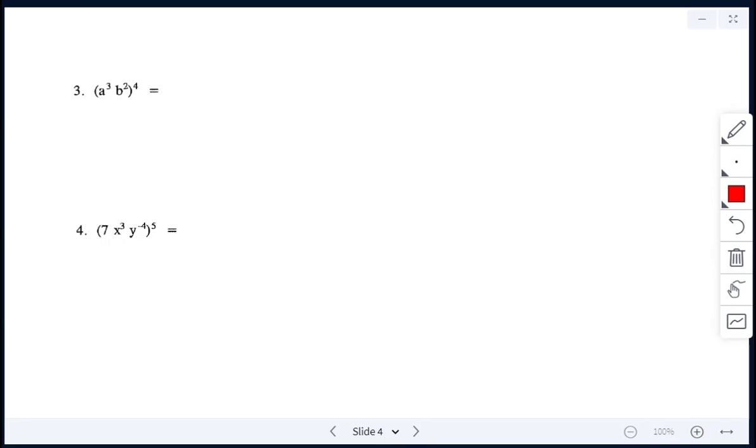All right, next, very important to pay attention to brackets. We also have two variables in this example. We have a and b. Those are our bases, so we have two bases. Remember that this exponent on the outside of the bracket is applying to everything inside the bracket. So this is going to become a to the power of 3 times 4 and b to the power of 2 times 4. So that becomes a to the power of 12 and b to the power of 8.